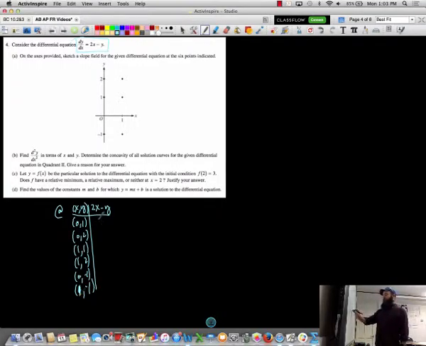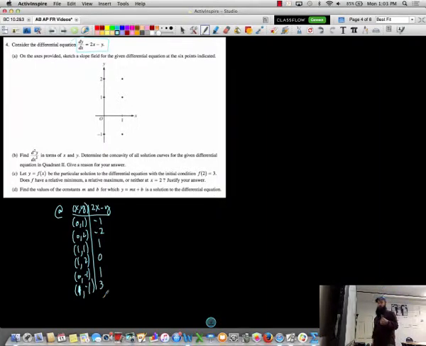So when I plug in (0, 1), I'm going to get negative 1. When I plug in (0, 2), I'm going to get negative 2. When I plug in (1, 1), I'm going to get 2 minus 1, which is 1. When I plug in (1, 2), I'm going to get 0. When I plug in (0, negative 1), I'm going to get positive 1. And when I plug in (1, negative 1), I'm going to get 3.